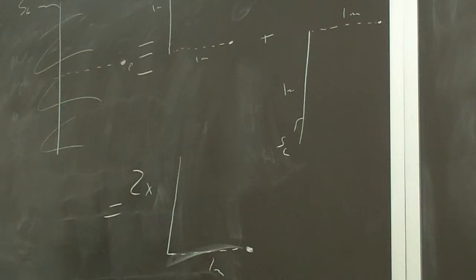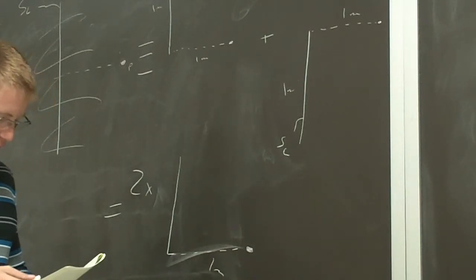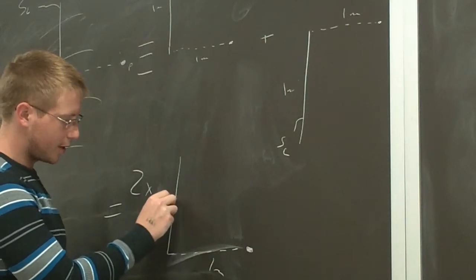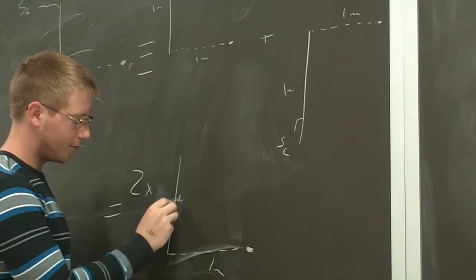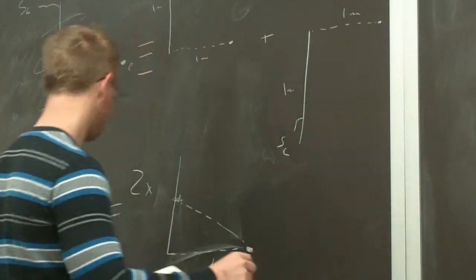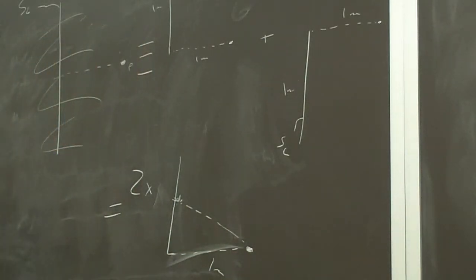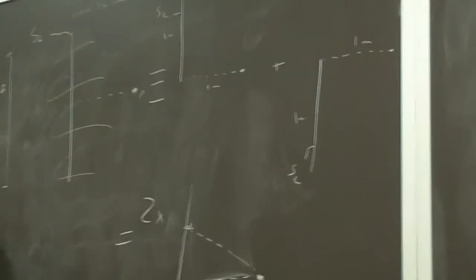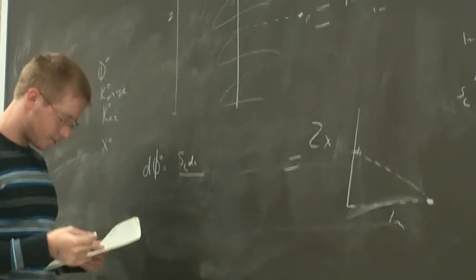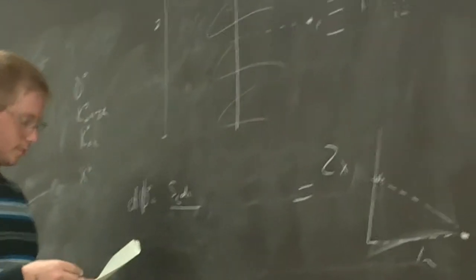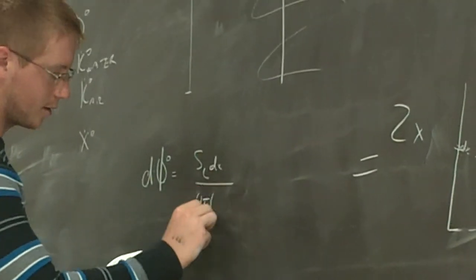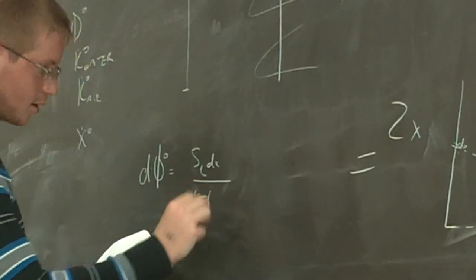So, more fun calculus. We're going to take a differential length here, and we're going to find the differential flux that comes in through here. So our d phi is going to equal our SL dx. We're going to have some geometric attenuation, right? And that is going to be 4 pi times r squared.